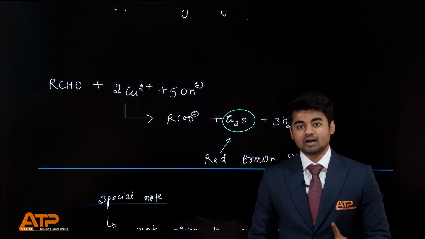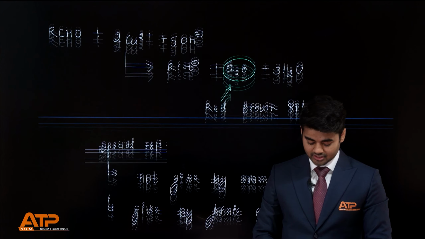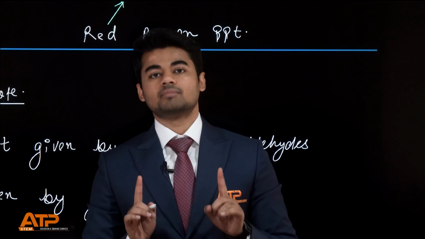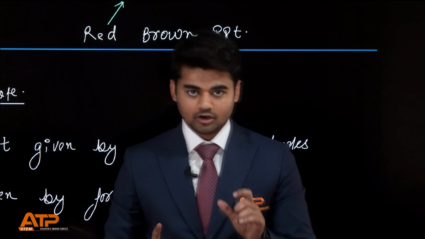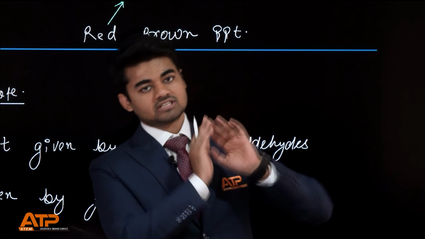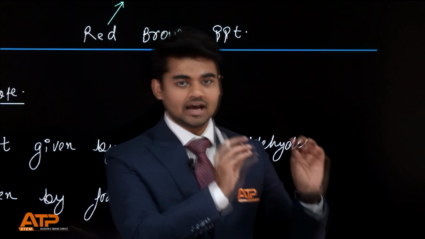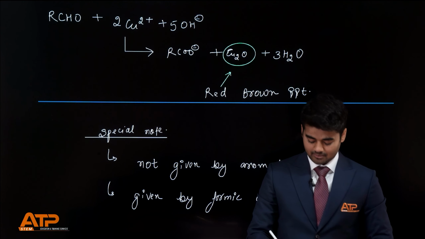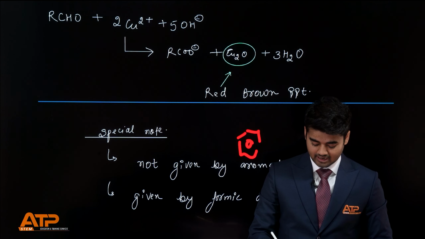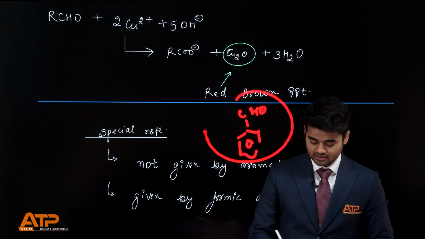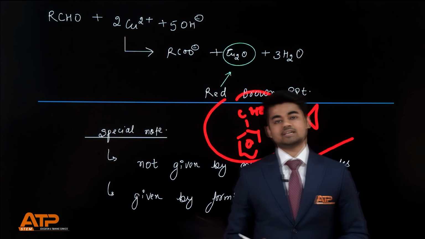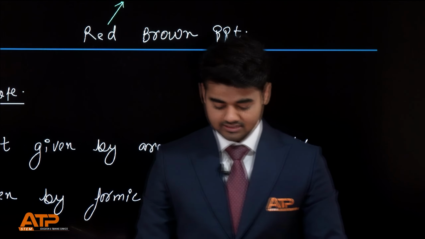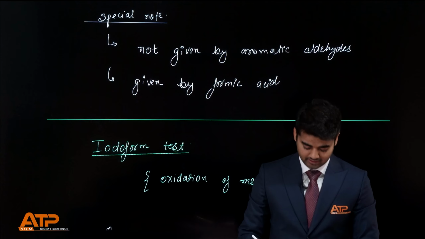Aldehydes give this test, but there is an important exception. This Fehling's reagent test is not given by aromatic aldehydes. On the other hand, Tollens test was given by all the aldehydes, be it aromatic or non-aromatic. Aromatic aldehydes, for example, benzaldehyde, benzene related aldehydes: Fehling's reagent, no. Tollens reagent, yes. And again, just like Tollens reagent, this is given by formic acid as well.